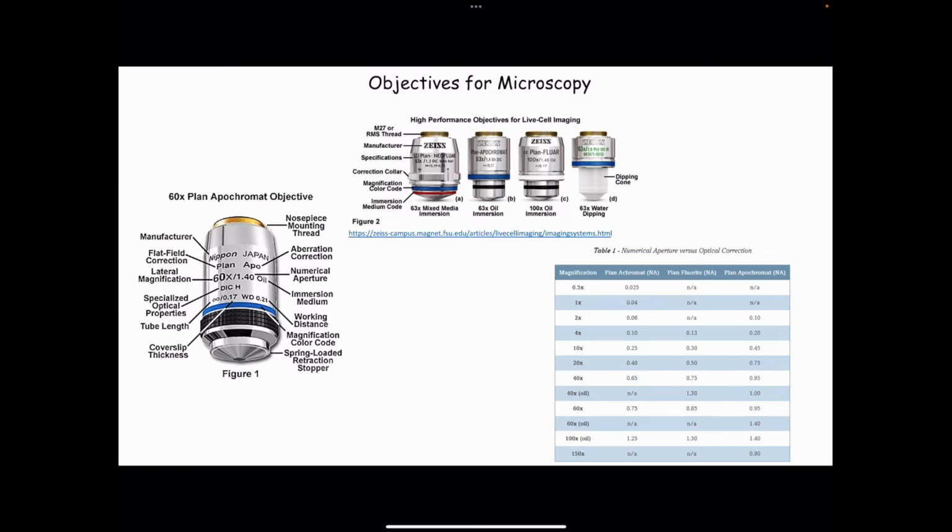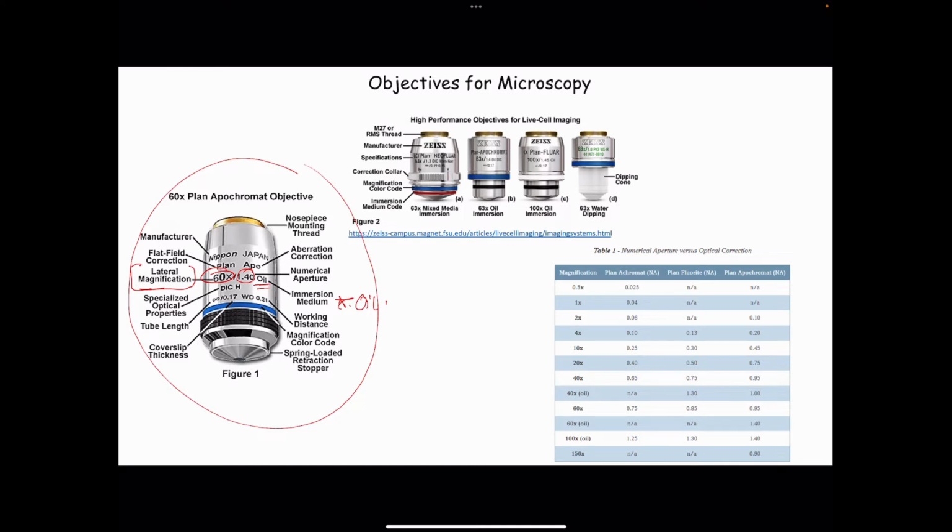Now, you can see many markings placed here, right? One by one, we'll see all of them. The first and very important marking is the lateral magnification. It is showing 60x, so it's basically a 60x objective. Then after that, you can see 1.40 as a number. Basically, that is the numerical aperture of your objective. Then just after that, there is an oil marking here, which shows that the immersion medium that you're going to use is oil.